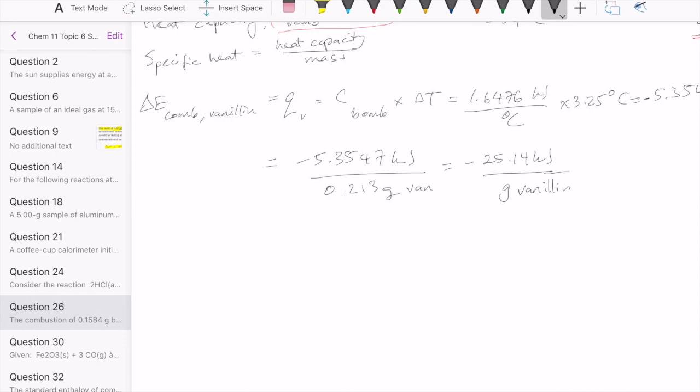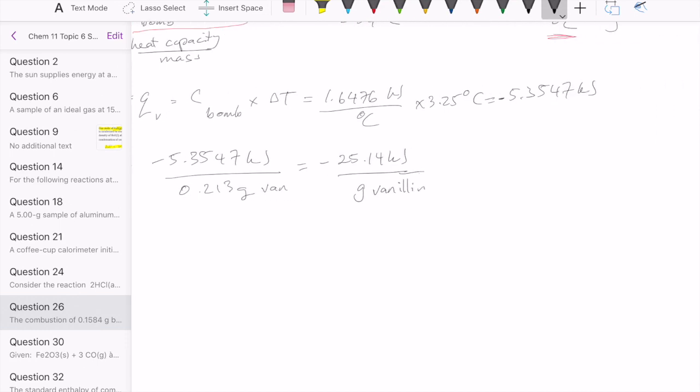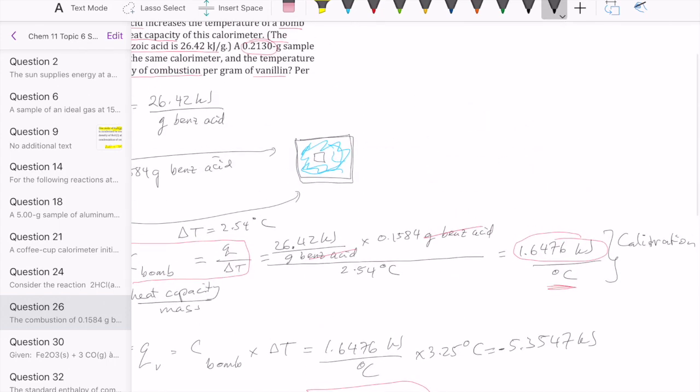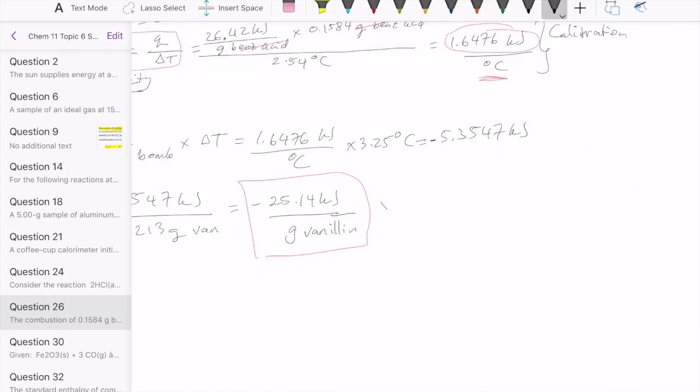So that tells you how much energy you get for 1 gram of vanillin. That's one of the questions. How do I get it per mole of vanillin, which is the second question? Use the molar mass. The formula of vanillin is given in the question, and the molar mass ends up being 152.15 grams per mole. The grams cancel, and you're left with negative 3825 kilojoules per mole of vanillin.